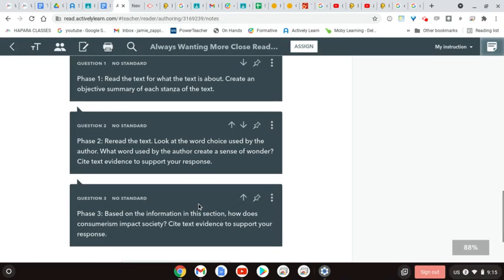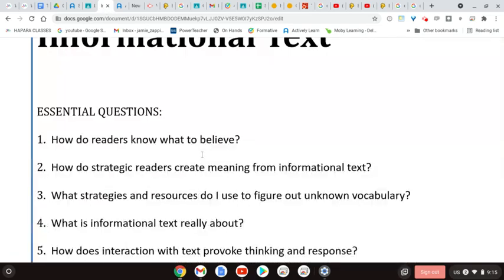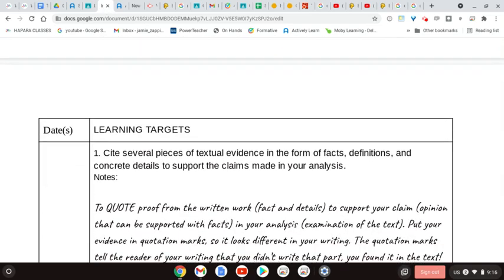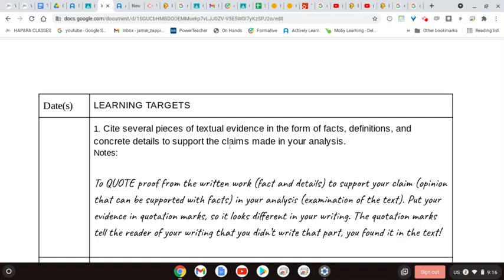As we work through phase 2 and phase 3, you'll see that it requires you to cite specific text evidence in those sections. So please make sure that you are citing text evidence. Learning target number 1, word for word from the text in the form of a nice quote that you then can analyze and explain thoroughly after the fact. So go ahead and get working on today's close reading.